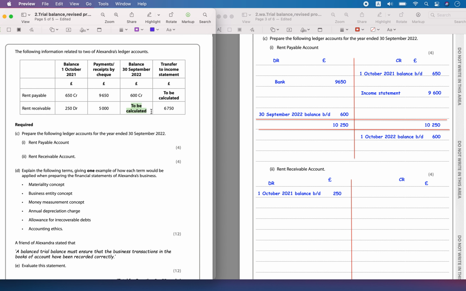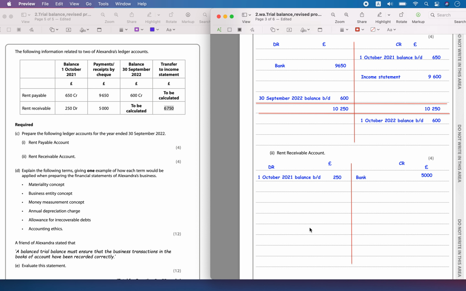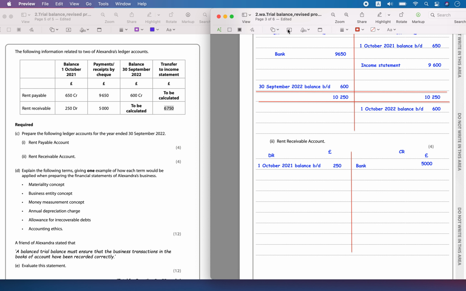Then they are saying at the ending balance we have to calculate, but the transfer to the income statement has been done. Receipts by cheque was 5,000. So the receipt by cheque through the bank was around 5,000. So let's write that. And then the income statement is given, it is 6,750.